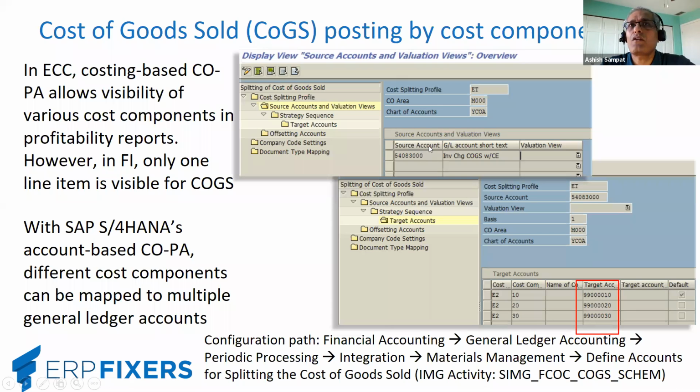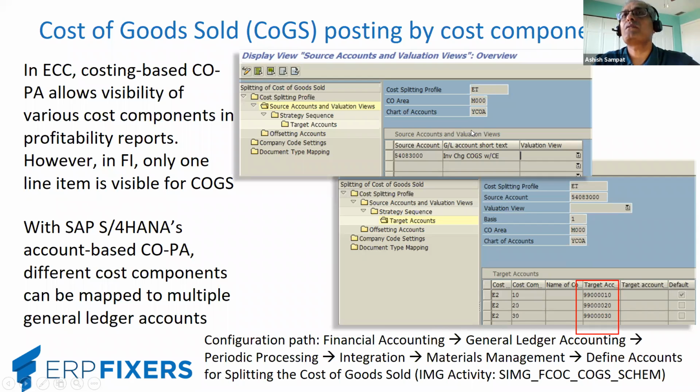So this configuration setup, here is the path. It's kind of a bit hidden. It sits within materials management, integration with materials management. So one may think that, oh, it might be somewhere under cost components, but no, it is under materials management. So that's one learning, that you have to look through the menu path and find the right spot.